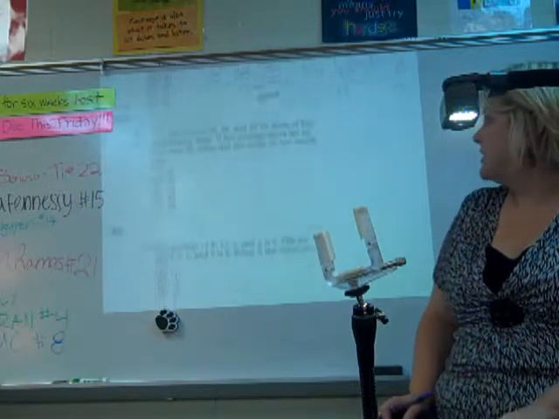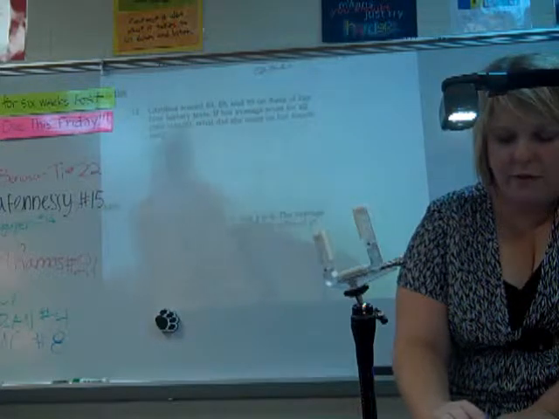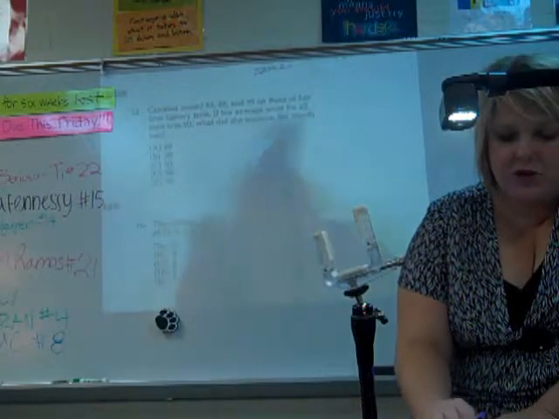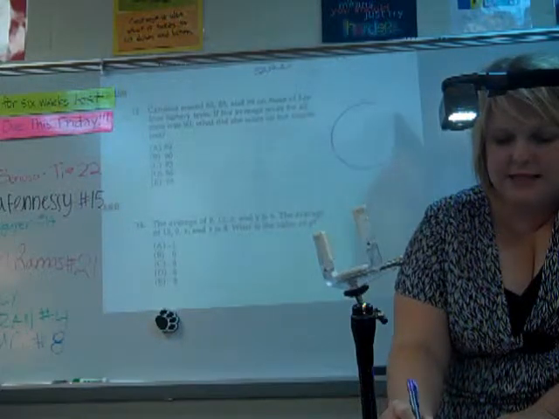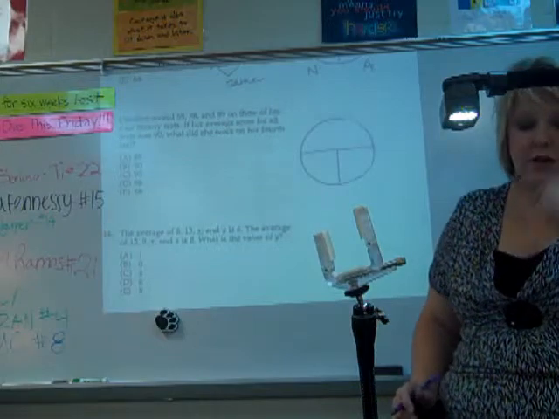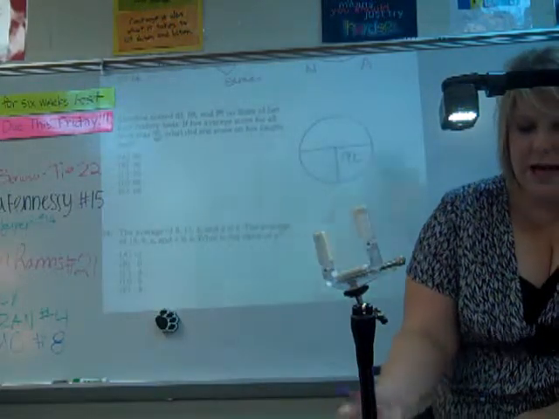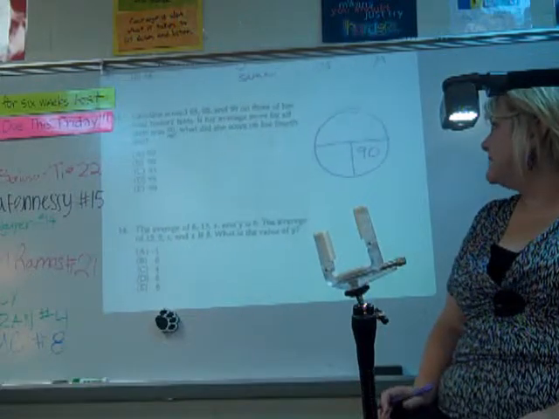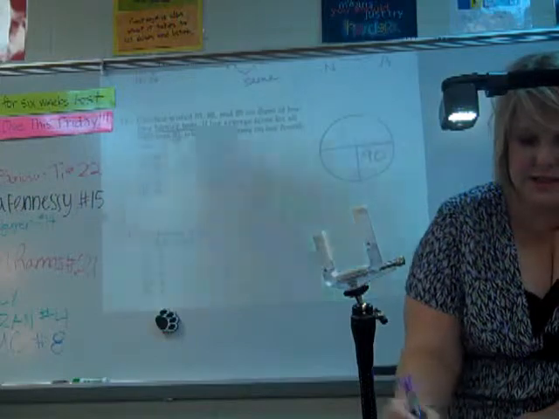Okay, so let's try the next one. Caroline scored 85, 88, and 89 on 3 of her 4 history tests. If her average score for all tests was 90, what did she score on her 4th test? Okay, so they give you her average. Her average is 90. And they tell you how many things came together to make that average. She took 4 tests.